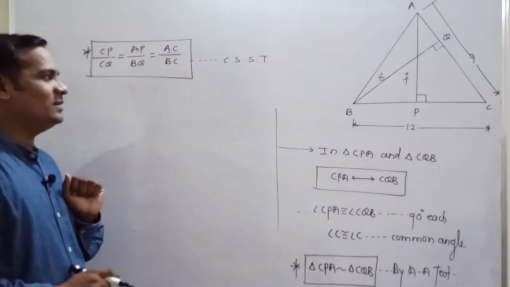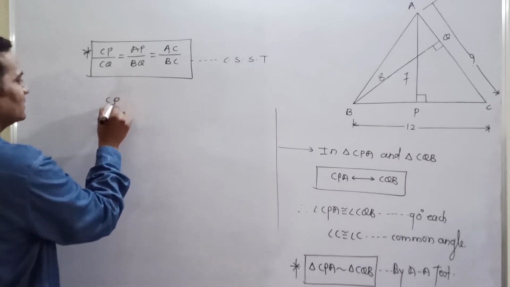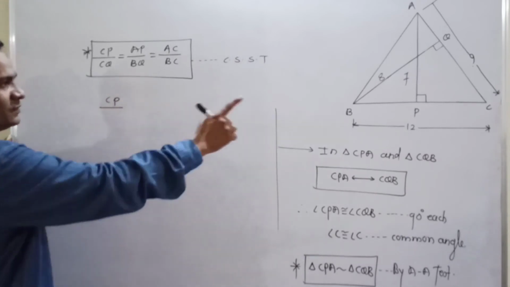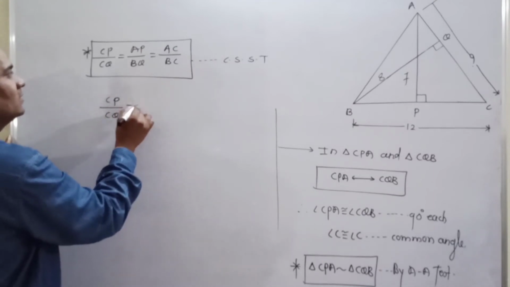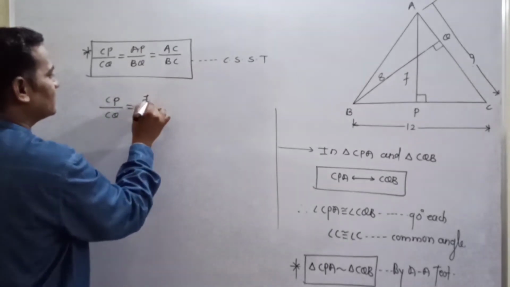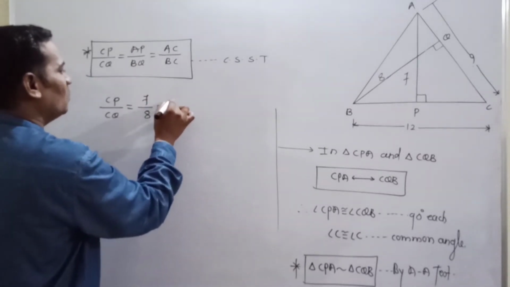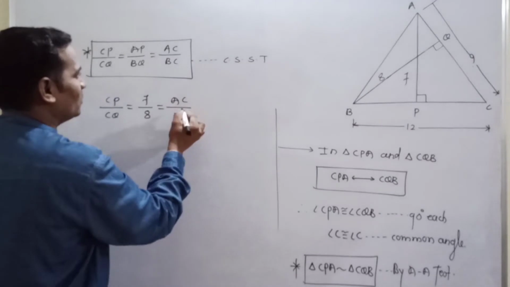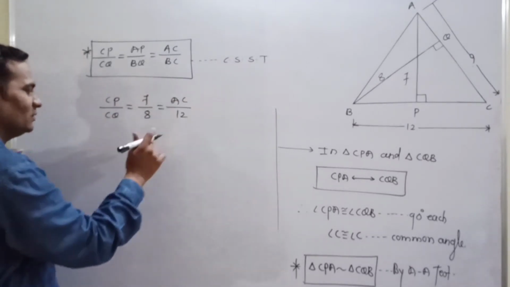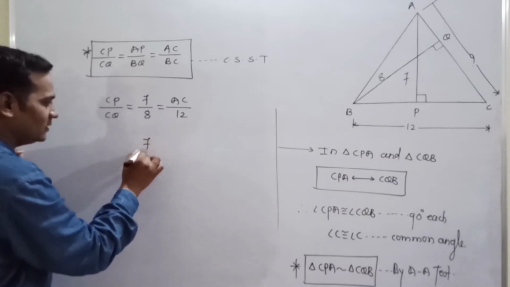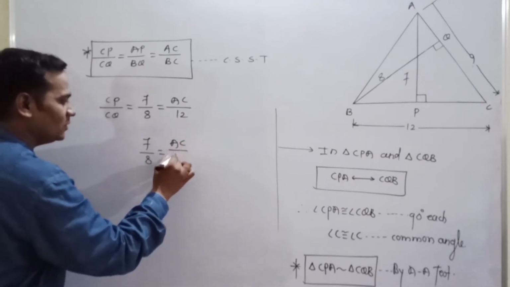So let's put down the values over there. Now CP is not given, so keep it as it is. CQ is not given again, so again keep it as it is. AP is given, that is 7, upon BQ, which is 8, is equal to AC, which we have to find out, and BC is given as 12. So look at the last two ratios. Take those two ratios over here: 7 upon 8 is equal to AC upon 12.